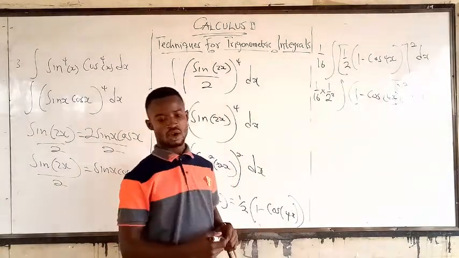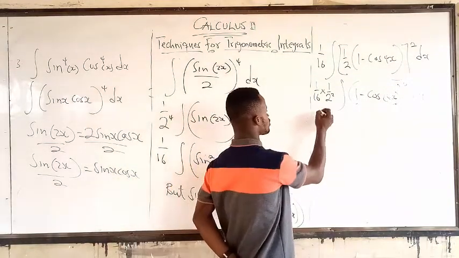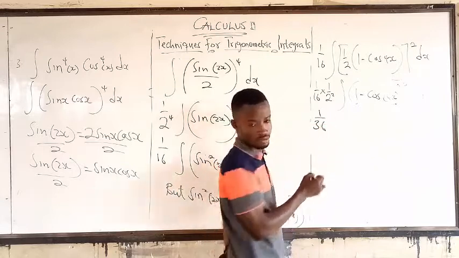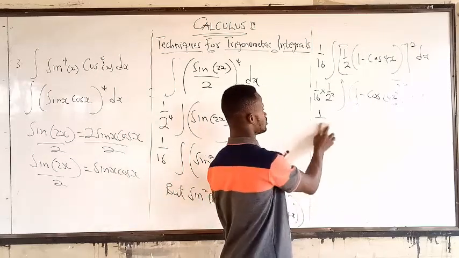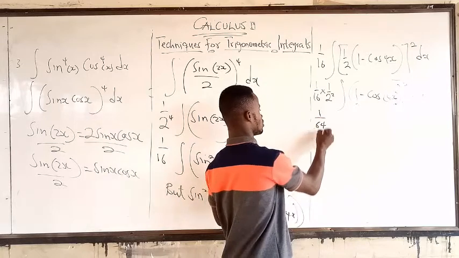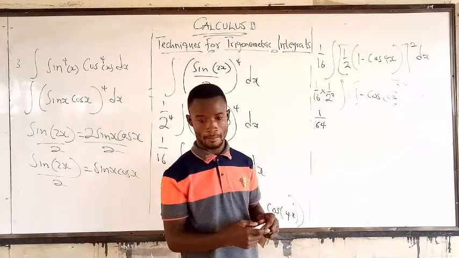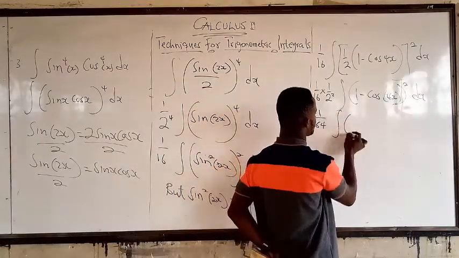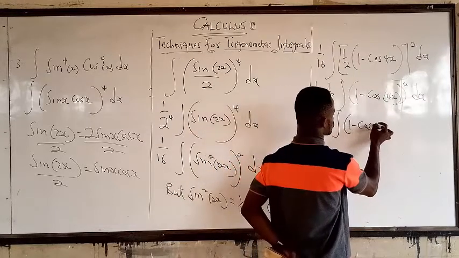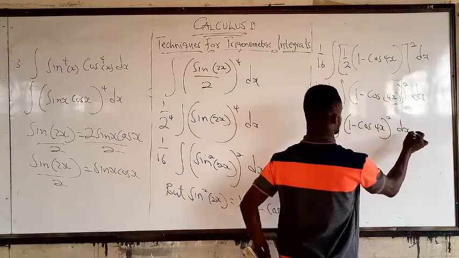So, what is 1 over 16 times 4? 16 times 4 is going to give you 64, so we get 1 over 64. Then the integral of 1 minus cos 4x to the power 2 dx.